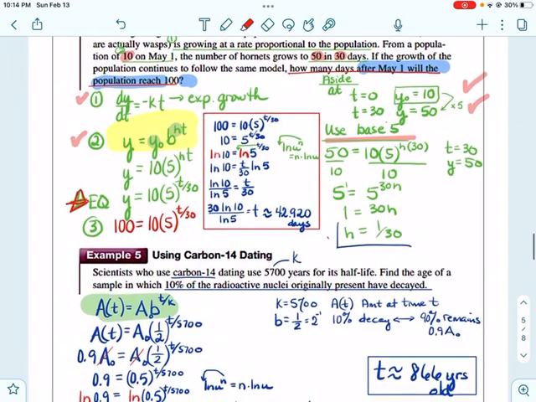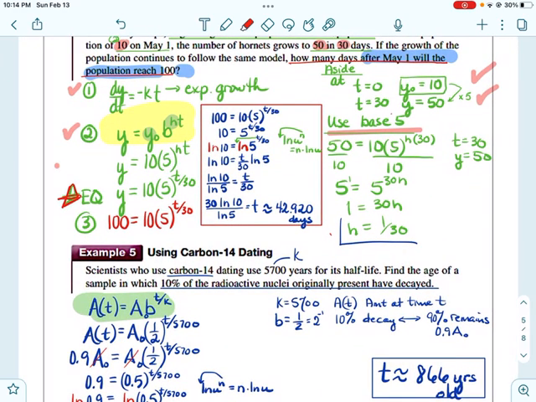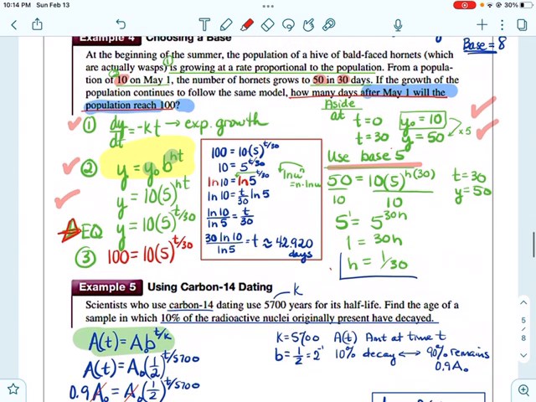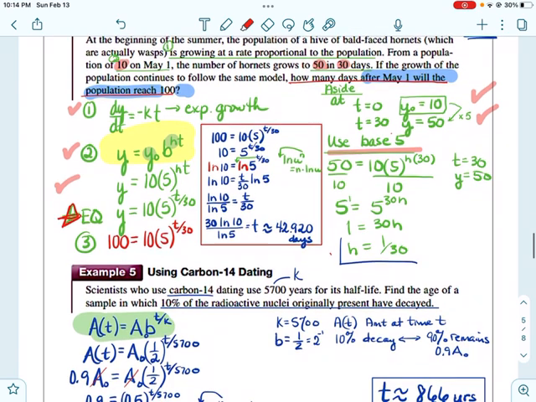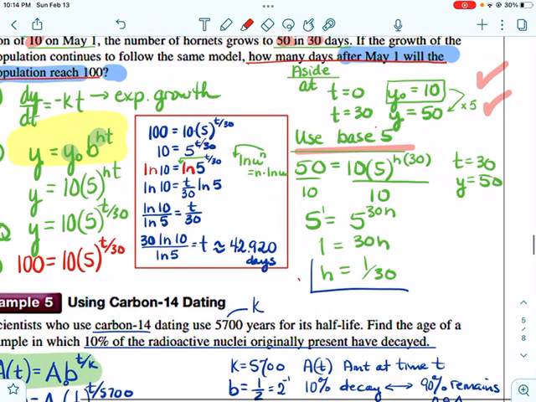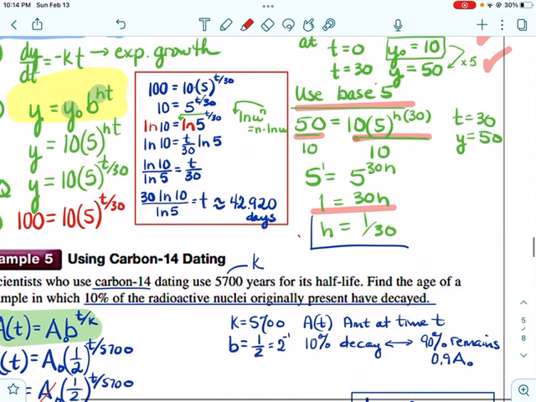So in the second step where I have the equation, you note that I put y is equal to 10 times 5 to the ht power, because 10 is the initial population. Then, since I'm using base 5, I put 50 in, because now I'm going to use the 50 and the 30 to find out what h is. I plug in the other data, and you can see I divide by 10, and I get 5 to the first on the left is equal to 5 to the 30h. So 1 is equal to 30h, and h is equal to 1 over 30.